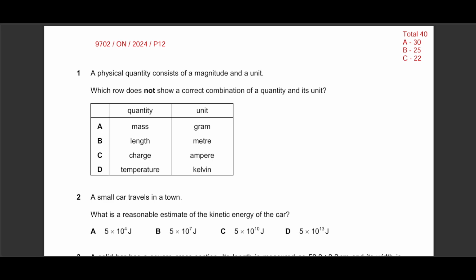This is A Levels 9702, October/November 2024, paper 1-2. The grade thresholds are mentioned here.